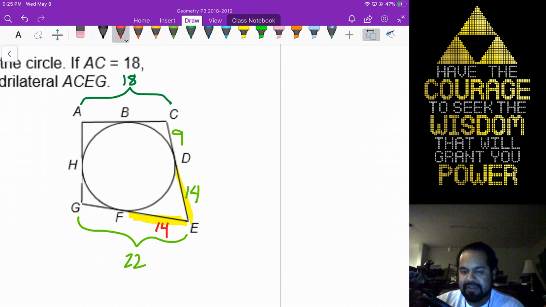So if that section is 14, take care, Ryan. And the total length was 22. Well, you're going to do 22 minus 14 to get you GF, which is 8. Not 6. Why did I say that? 8. Oh my gosh, why is the iPad being so dumb? Now that that side is 8, we also know this other side is 8. These two are congruent.